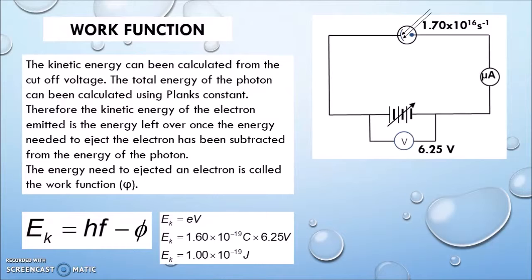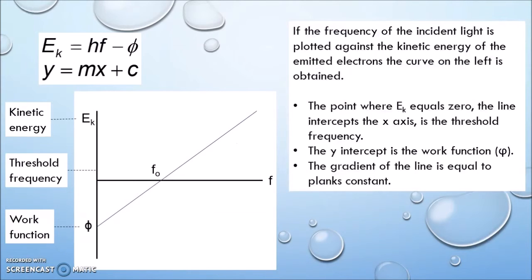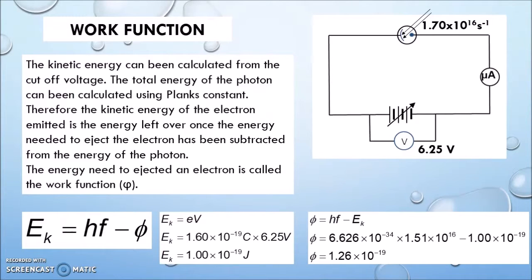Now, if I find the energy that the photon had for a start, hf, and I subtract the kinetic energy away, I can get the work function. In this case, the work function is 1.26 times 10 to the negative 19 joules. What I did here is I took this equation and rearranged it to find the work function. I took work function to the other side, made it positive, and took EK to this side, made it negative. So the work function equals the energy of the photon minus the kinetic energy.